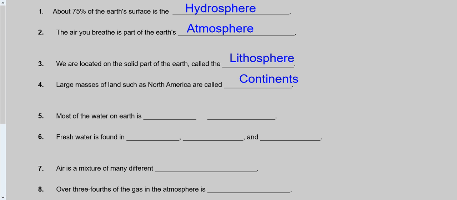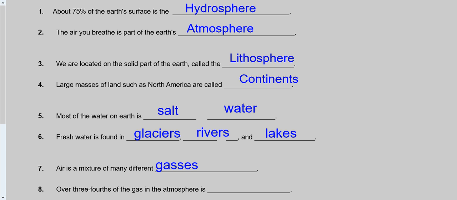Most of the water on our planet, in our hydrosphere, is in the form of salt water. Most of the water on the planet is in the oceans, and our oceans are salty. It's not suitable for us to drink. We do, however, also have fresh water. Fresh water can be found in glaciers, rivers, and lakes. Canada contains over half of the world's supply of fresh water right within our borders.